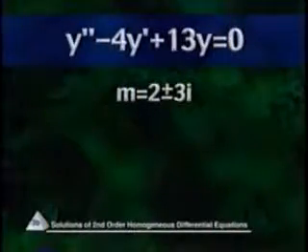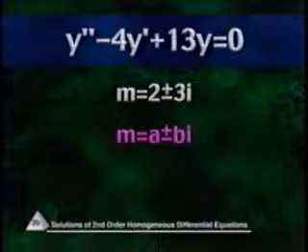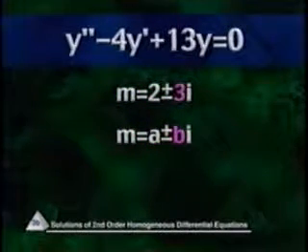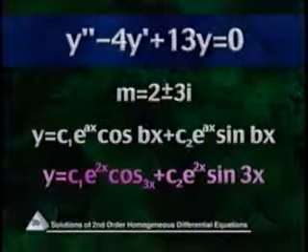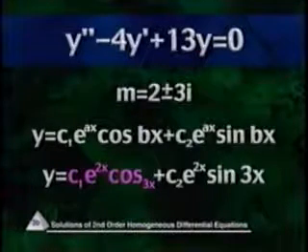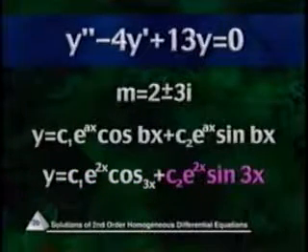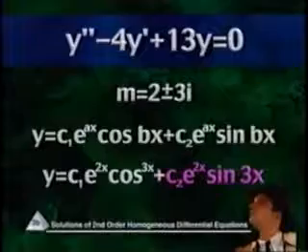In our little example here, with roots of 2 plus or minus 3i, we see that a equals 2 and b equals 3. Plugging these values into Euler's formula, we get y equals c1 times e to the 2x times the cosine of 3x plus c2 times e to the 2x times the sine of 3x. Do you see how that works? Well, here's another example for you.